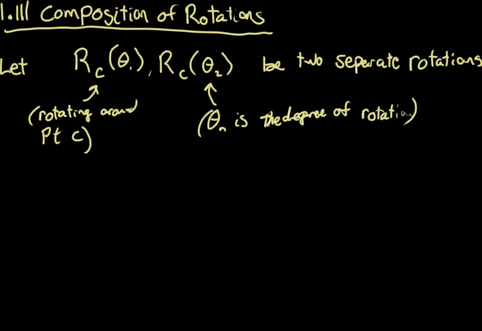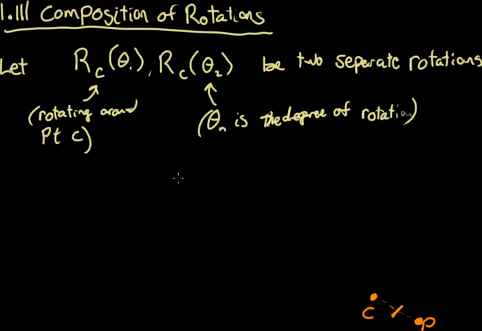So let's draw a picture. We'll start out with a point C right here, and that's the point we're going to be rotating around, and we'll start out with a point P over here, and we'll let this be that distance.